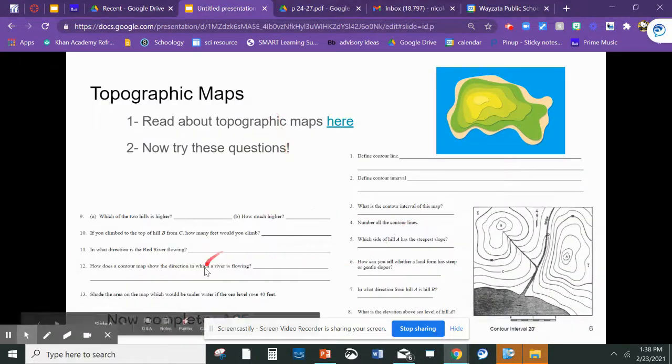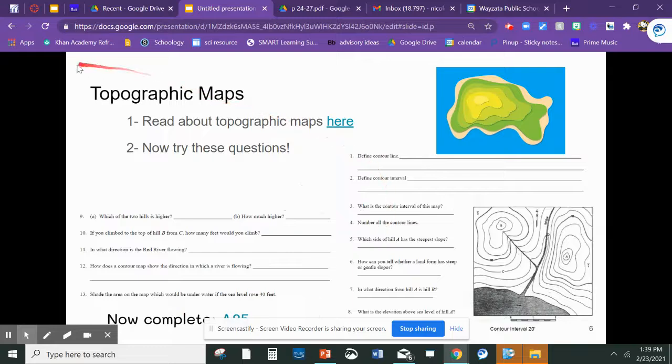And then there are some questions for you to complete. What's a contour line, a contour interval? What's the contour interval of this map? Number the lines and so on. So try these questions. Again, I think this will be the most difficult part, perhaps a map you've not looked at before, a topographic map. And then when you're finished with all of this, do a little additional practice on Canvas, assignment number 35.